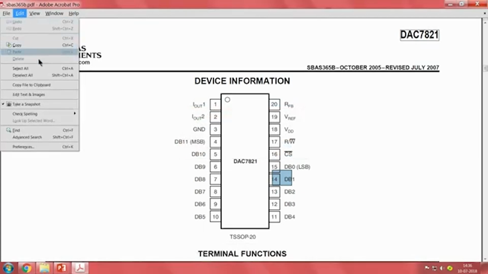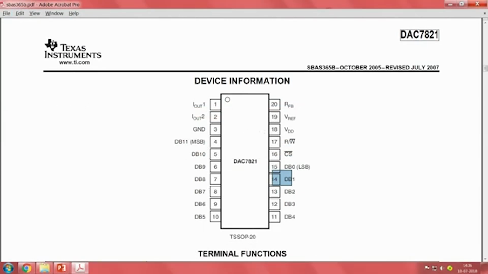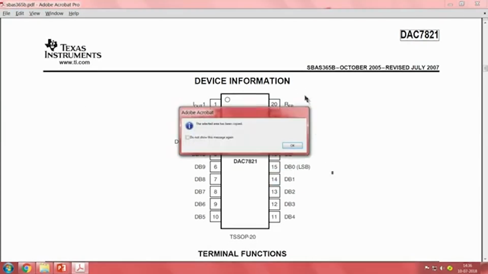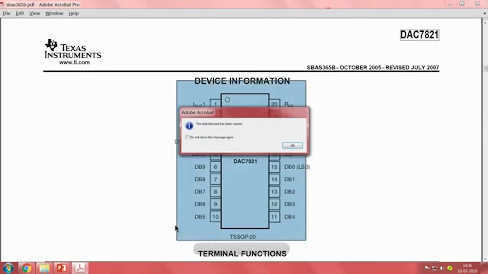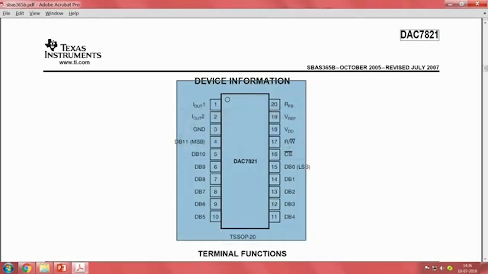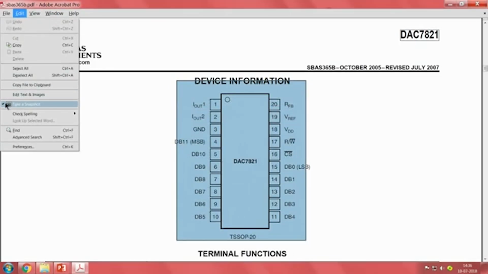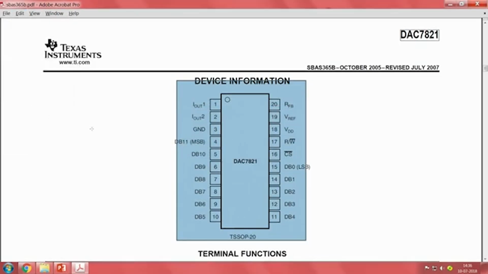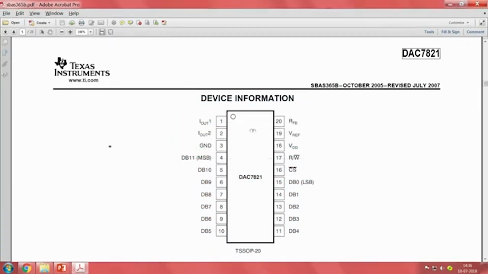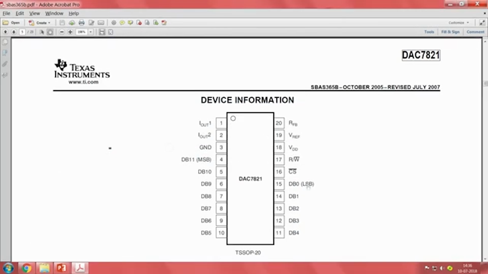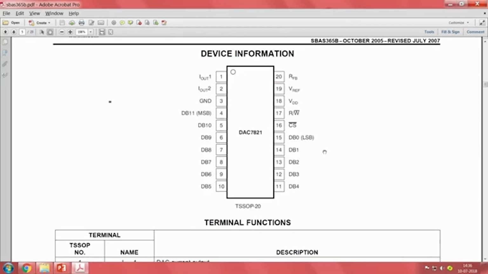So, let me go out from snapshot view. Yeah. And then that is it, this much. This is the pinout description. Okay, so this is the pinout description, it is clear to you, right.